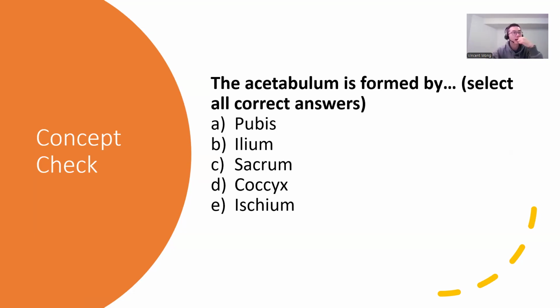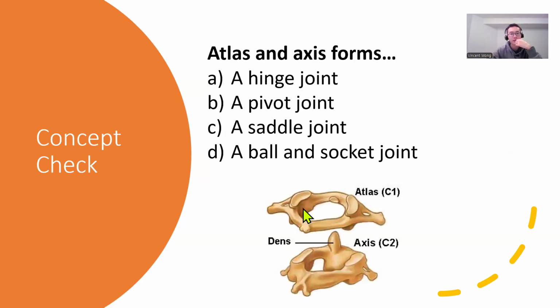The previous answer, did I say hinge? I meant pivot. For the previous one, the answer is the pivot joint. Did I say hinge? I don't even remember what I said. Pivot is the right answer. Sorry. Pivot. Hinge is like elbow and knee.